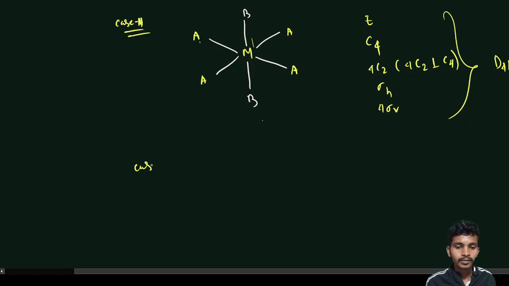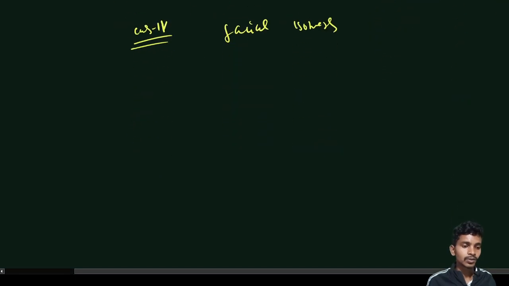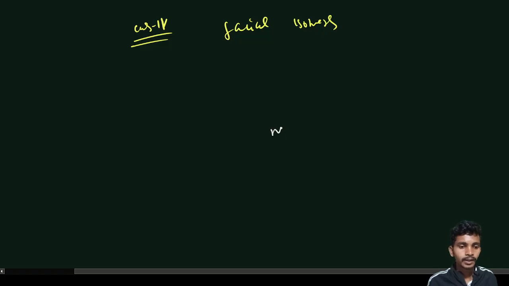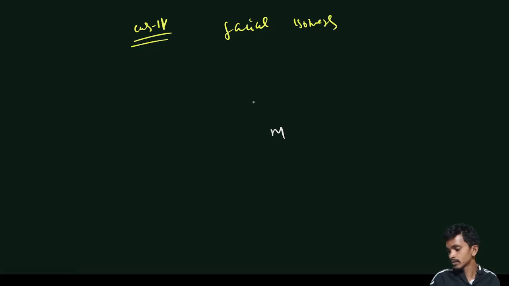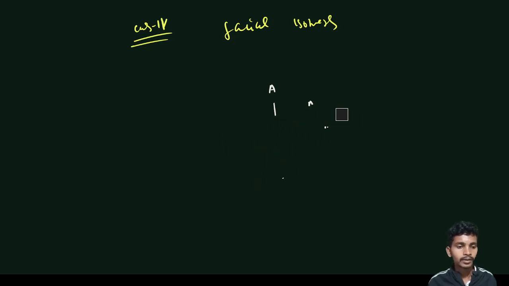Now case 4, that is facial isomers. So how do the structures look? So let's say here M, the facial isomer looks like something. Let's say here A, A and A, and here B, B. I will try again, the facial structure.